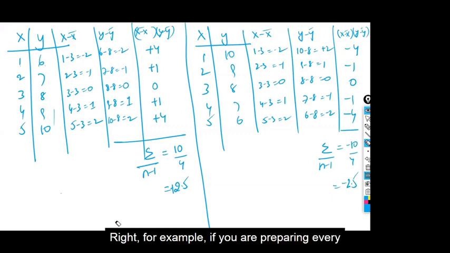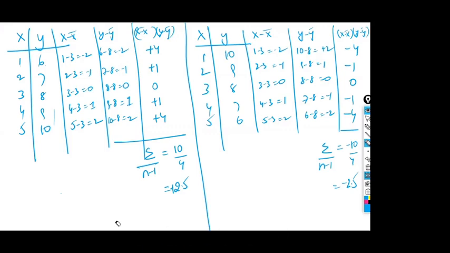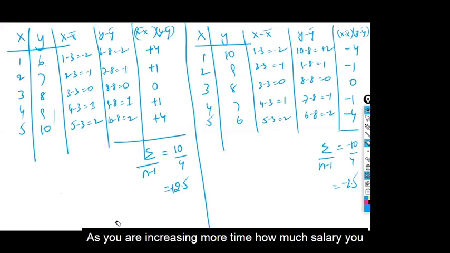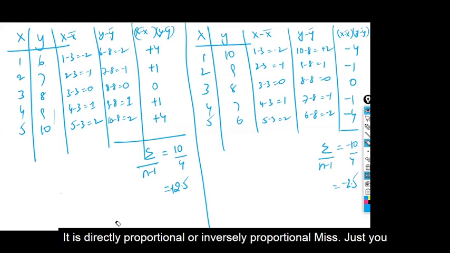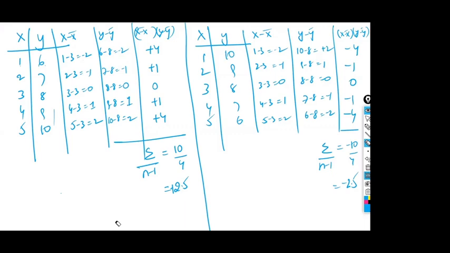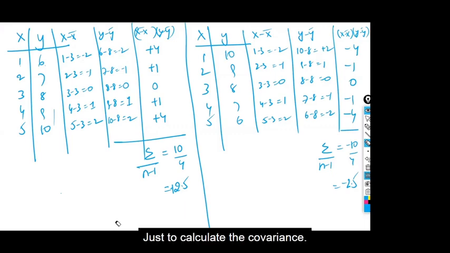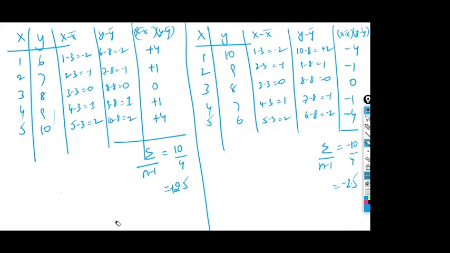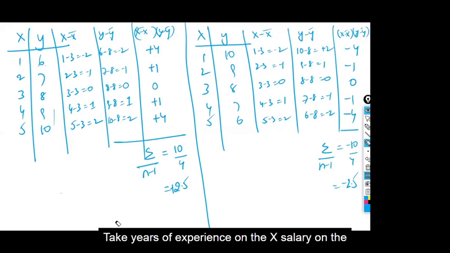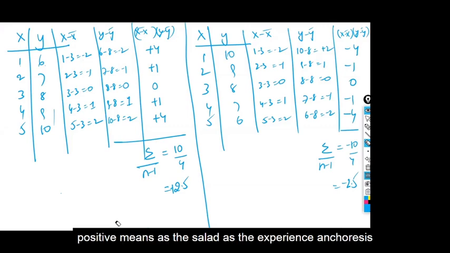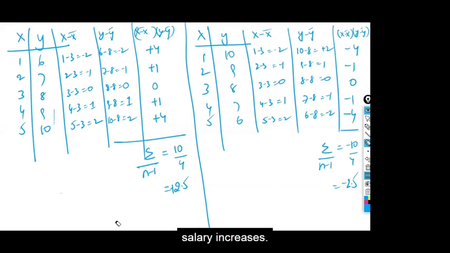Right? For example, if you are preparing every day, instead of 1 hour, 2 hours, 2.5 hours, 3 hours, 4 hours, you are increasing your time. As you are increasing more time, how much is your salary increasing? Is it directly proportional or inversely proportional? Just calculate the covariance, as years of experience versus your salary. Take years of experience on the x, salary on the y. Calculate. Covariance we will get as positive, meaning as the experience increases, salary increases.